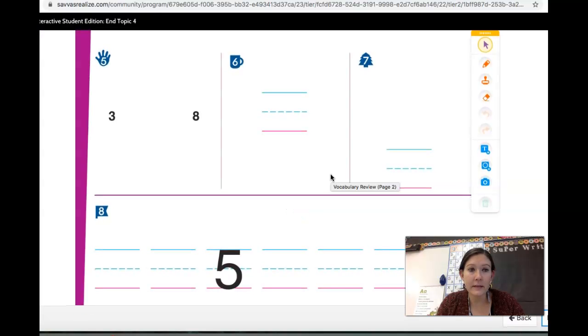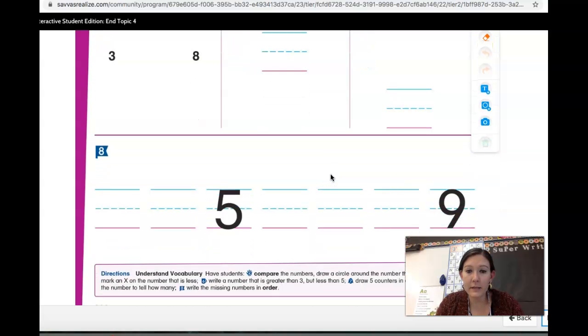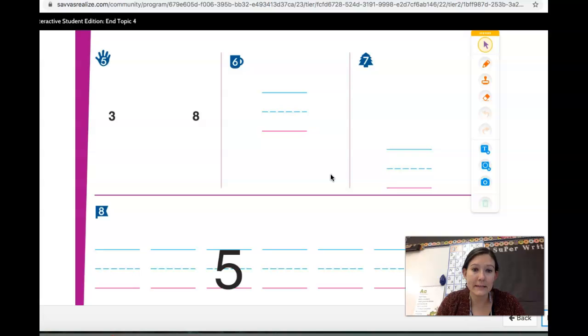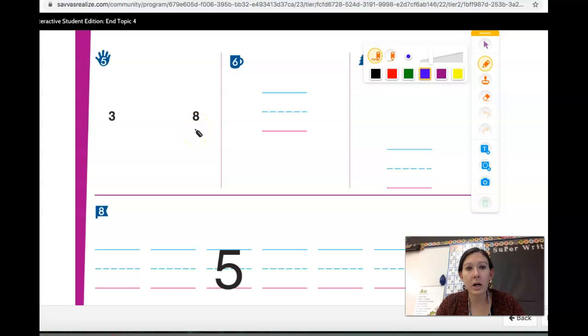And now it looks like this. Number 5 handprint. We need to compare these numbers and then we're going to draw a circle around the one that's greater and X the one that's less. So we are comparing the number 3 to the number 8. Do you see that right here? Here's the 3 and here's the 8. Which one is greater and which one is less? Remember, we have lots of different tools and different strategies that we can use to determine which one's less and which one is greater. Maybe you already know, and you can go ahead and circle the one that's greater and X the one that's less.